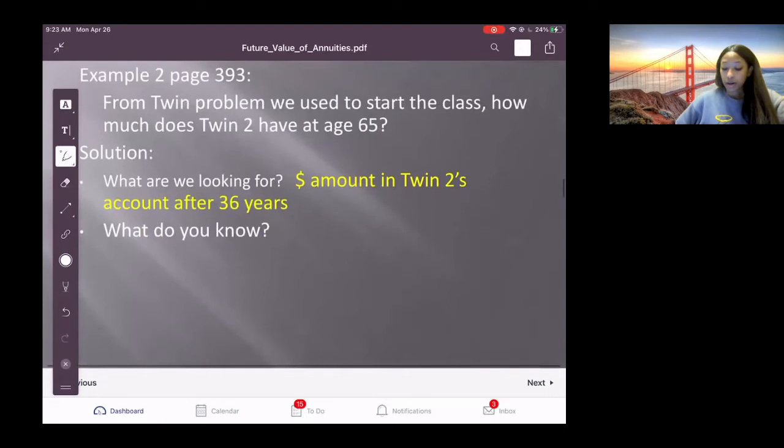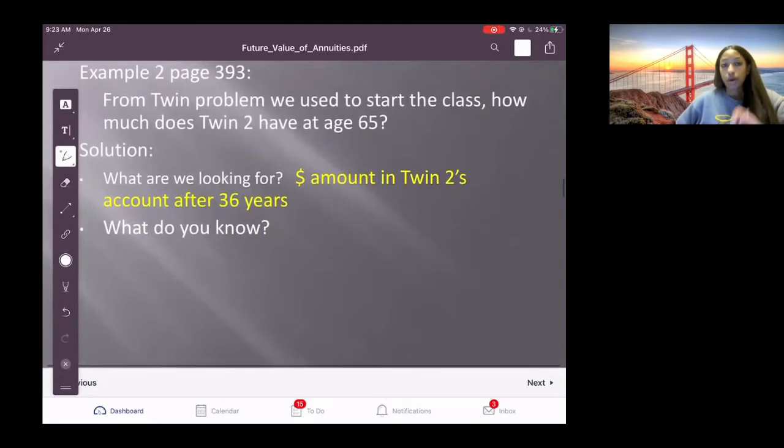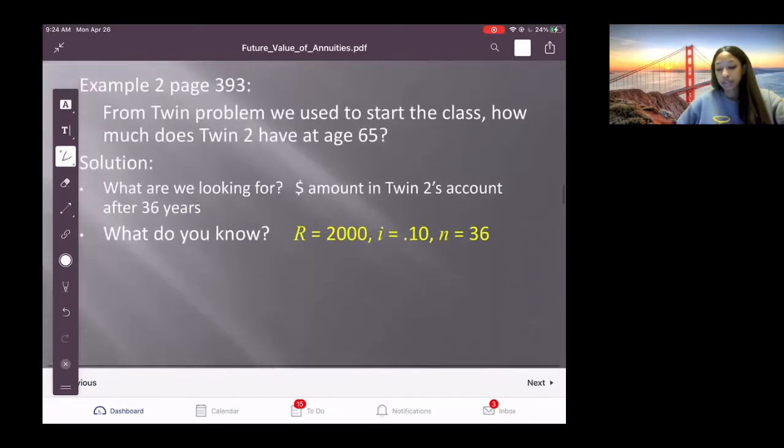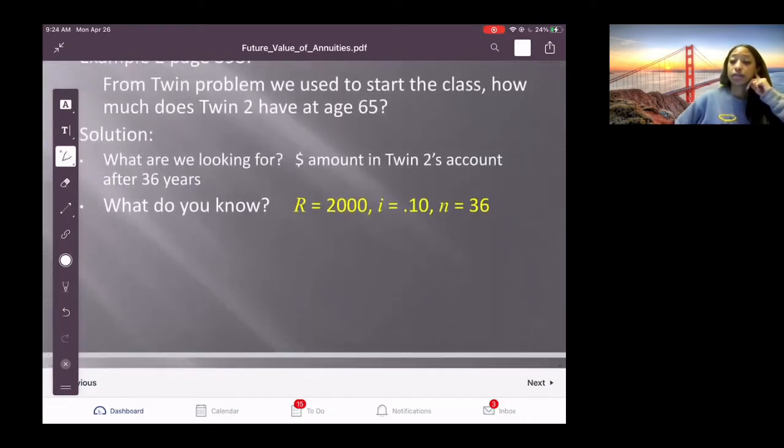All right. What do we know? Well, we know that he invested $2,000 at the end of every year. We know the number of years, 36. And we know the interest rate, if we go back to the beginning of the problem, was 10%. So that's R, I, and N. R is $2,000. The interest rate per period, our period is yearly, so it'll just be 10%. 10% divided by 1 is 10%. And then the number of periods, again, this is yearly, so it'll be the same as the number of years that he's investing, 36 years.